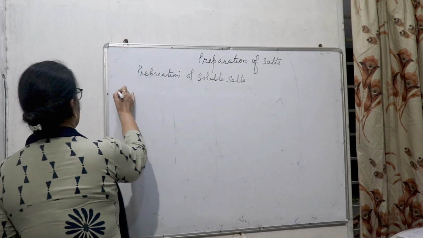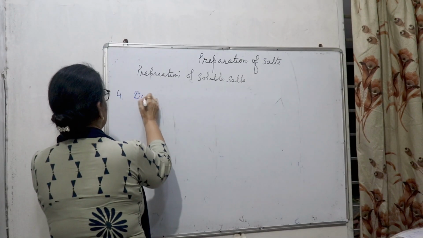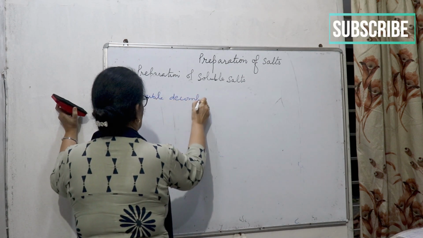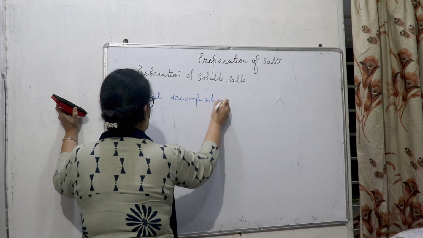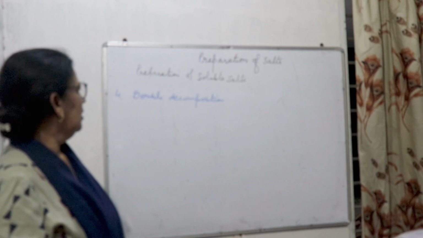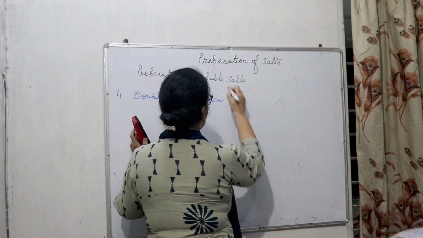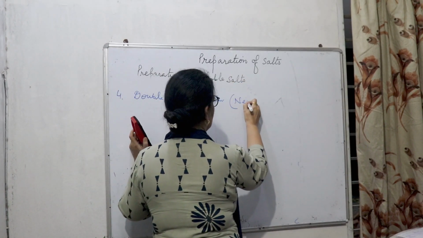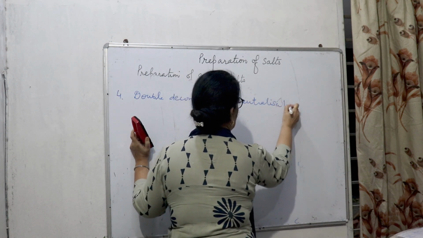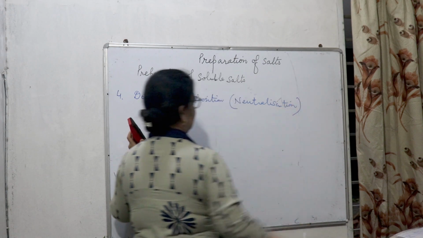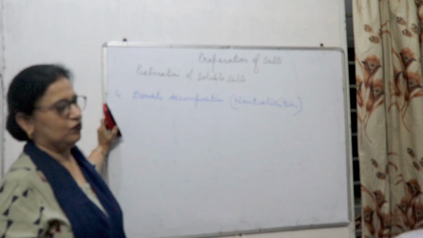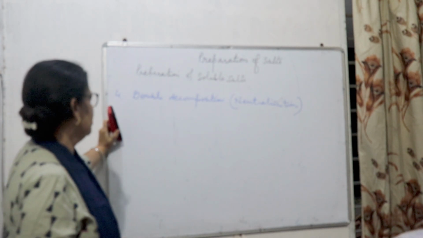Fourth method, that is double decomposition, by mutual exchange of radicals. Double decomposition, and for the soluble salts we will use neutralization. You know what is neutralization? That is when acid reacts with the base to form salt and water, that is neutralization.